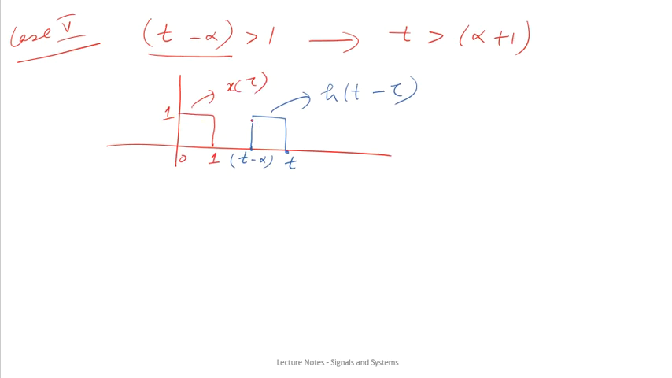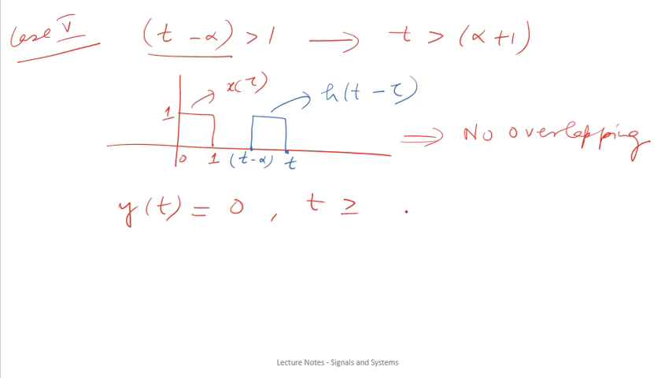So in this case you can see that there is no overlapping in between these two signals, and since there is no overlapping, you can directly write that the convolution for this part will be equal to 0. Okay, so whatever you have got in this case 1 to 5, you can just compile it at one place.